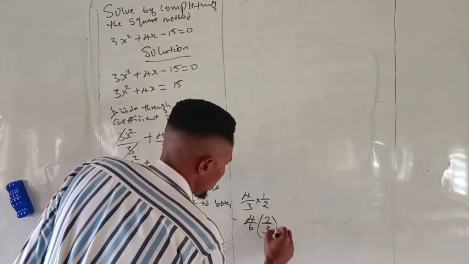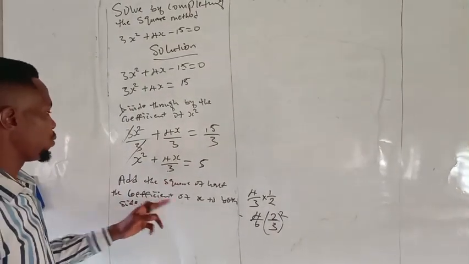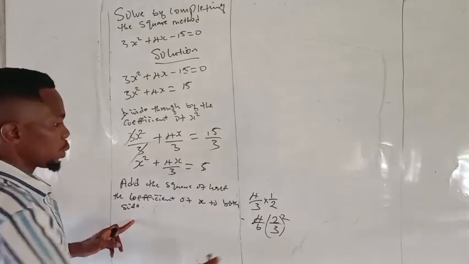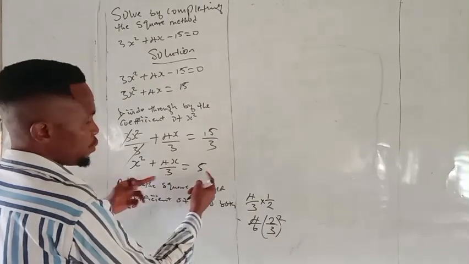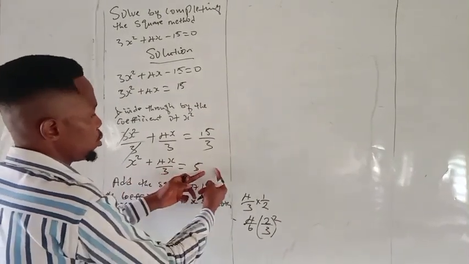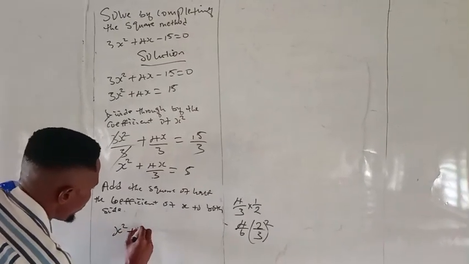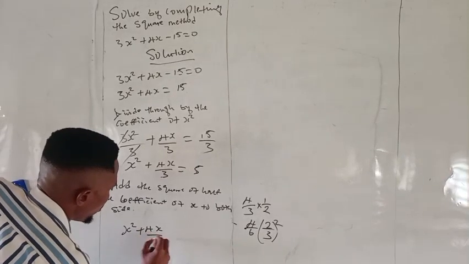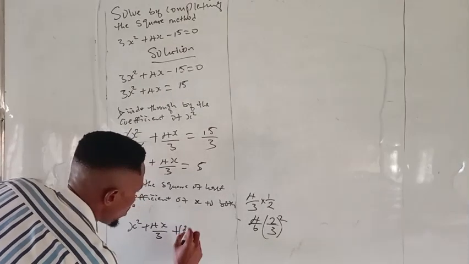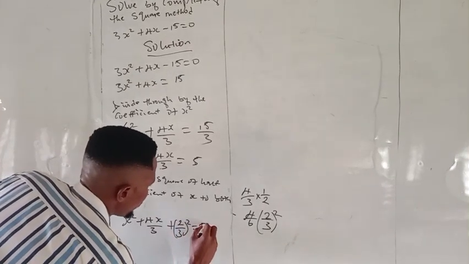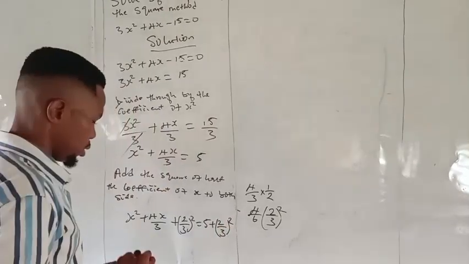Alright, and now we're going to square it. From this step, add the square of half the coefficient of x to both sides. So I'm going to add the square of half the coefficient of x to both sides of this equation, here and also to this other side. So we have x squared plus 4x all over 3 plus 2 all over 3 all squared, equal to 5 plus 2 all over 3 all squared.